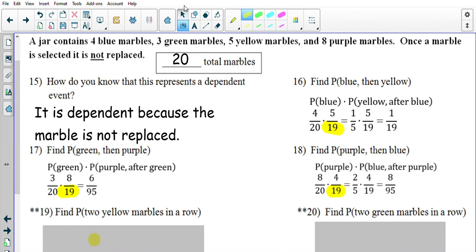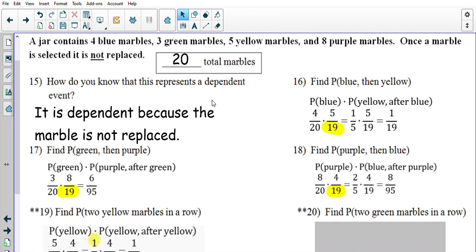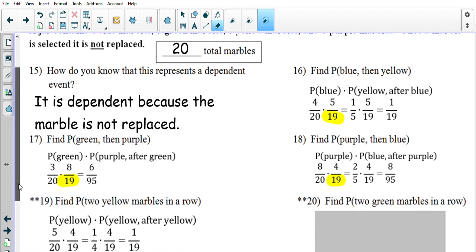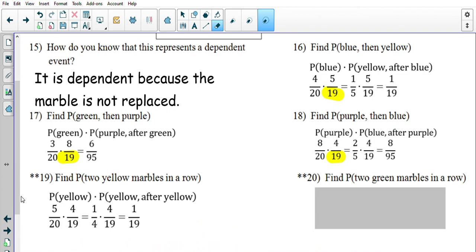So the probability of selecting 2 yellow marbles in a row. The first yellow is going to be 5 out of 20. But for our second yellow, we choose a yellow after taking one out, so we only have 4 yellow left out of 19 total marbles. So you actually decrease both the numerator and the denominator here. 5/20ths is 1/4. 1/4 times 4/19ths gets us a probability of 1/19. It's actually the same as number 16 up here.